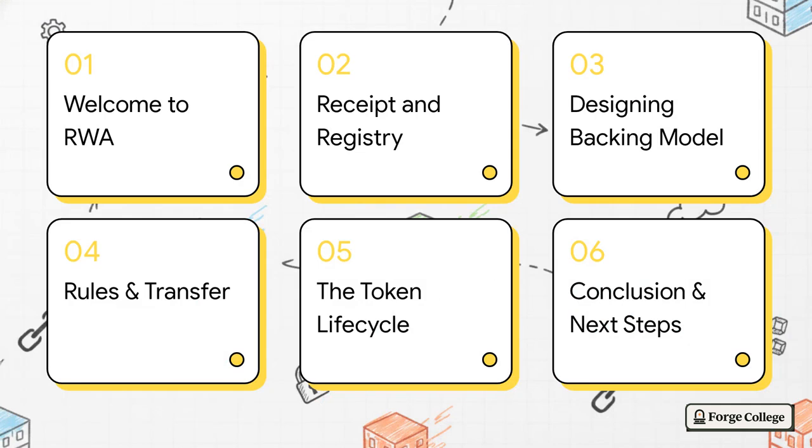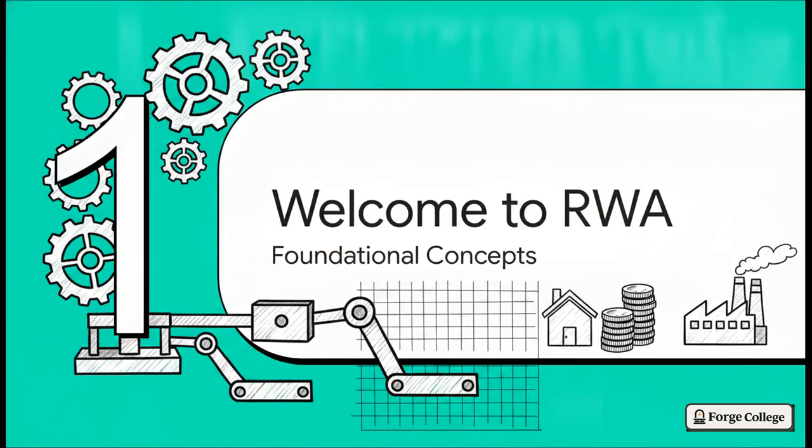Here's our agenda for today. 1. Welcome to RWA Tokenization. 2. The receipt and registry. 3. Designing the backing model. 4. Rules and transfer semantics. 5. The token lifecycle. And 6. Conclusion and next steps.